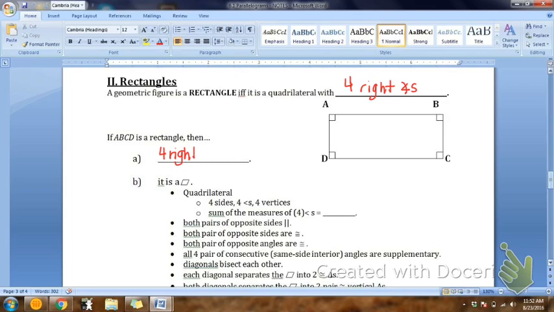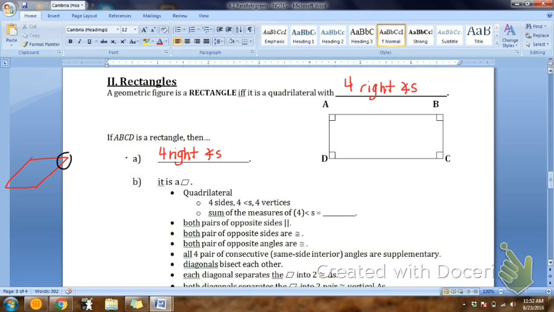But a parallelogram doesn't necessarily have 4 right angles, right? Because if I drew a parallelogram, are these corners perpendicular? Do they make right angles in the corner? No, they don't. So a parallelogram doesn't necessarily have right angles, but a rectangle always will. So one thing about a rectangle is that it has 4 right angles.